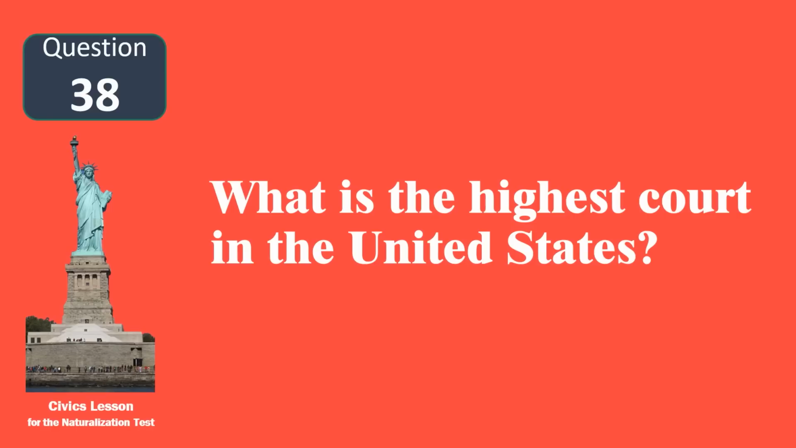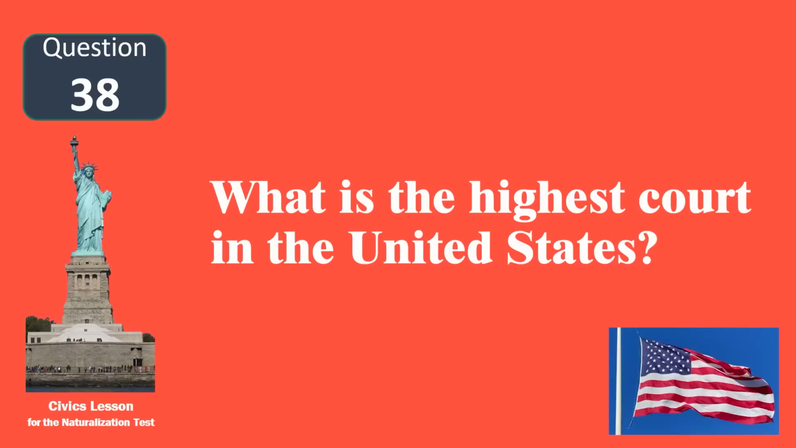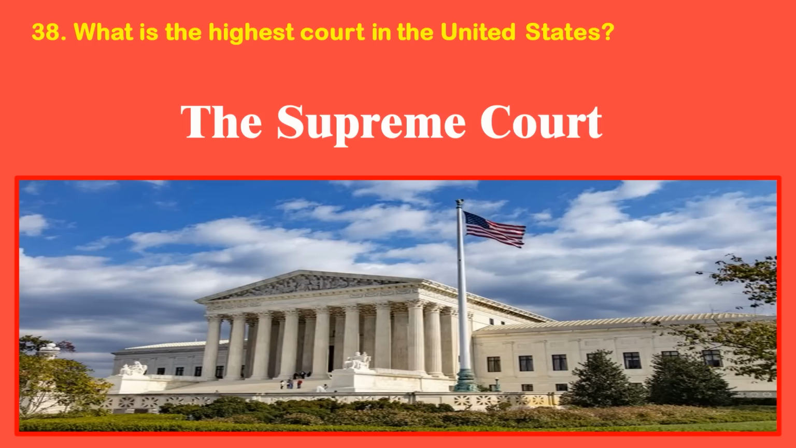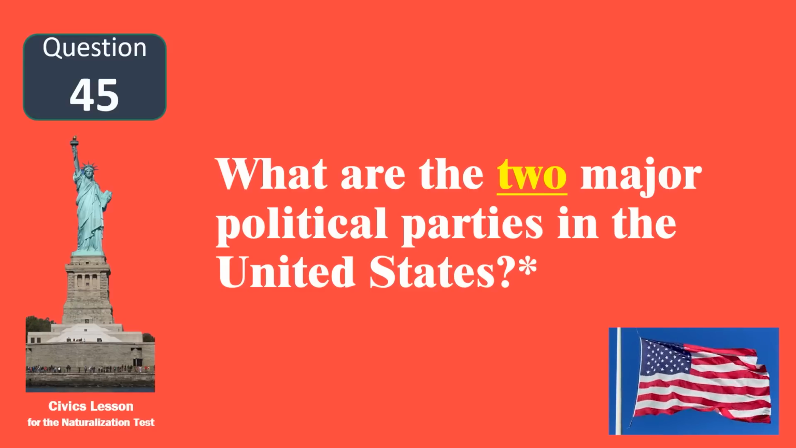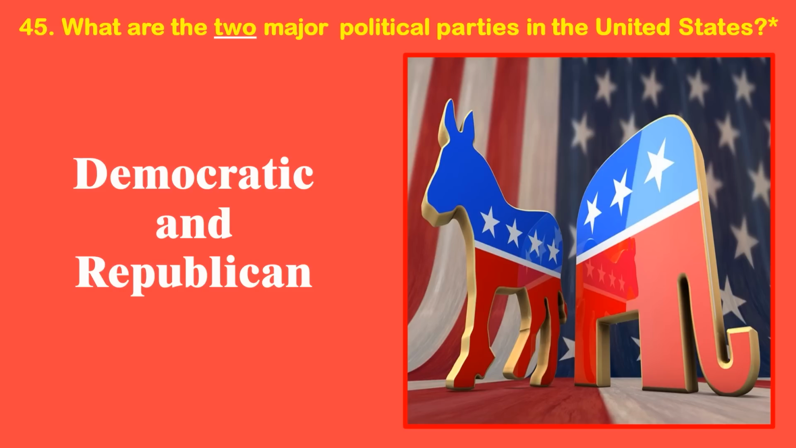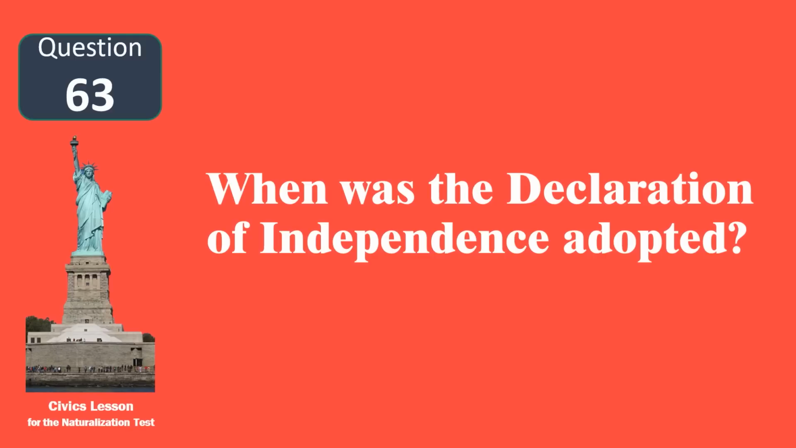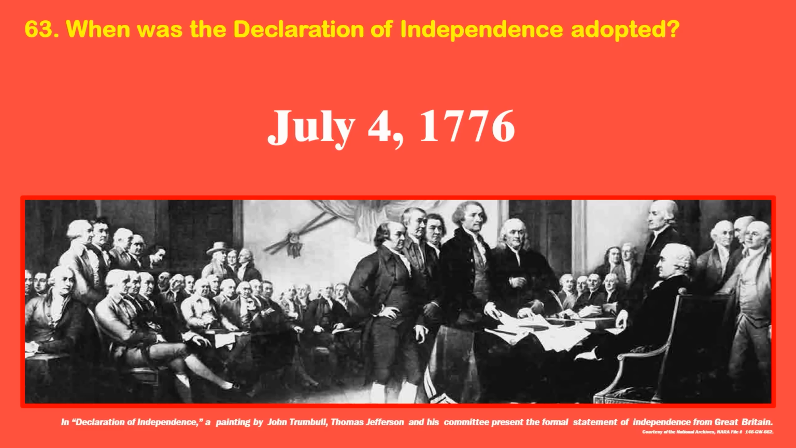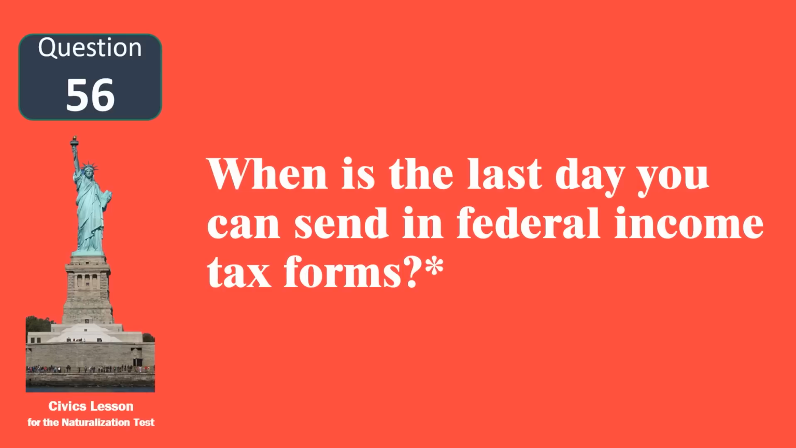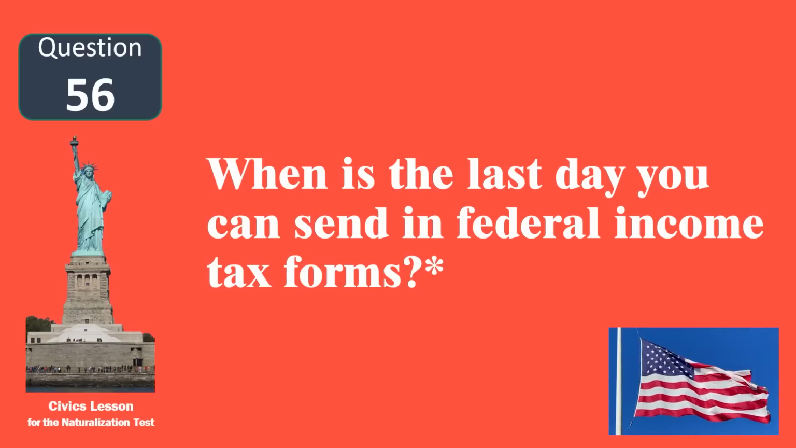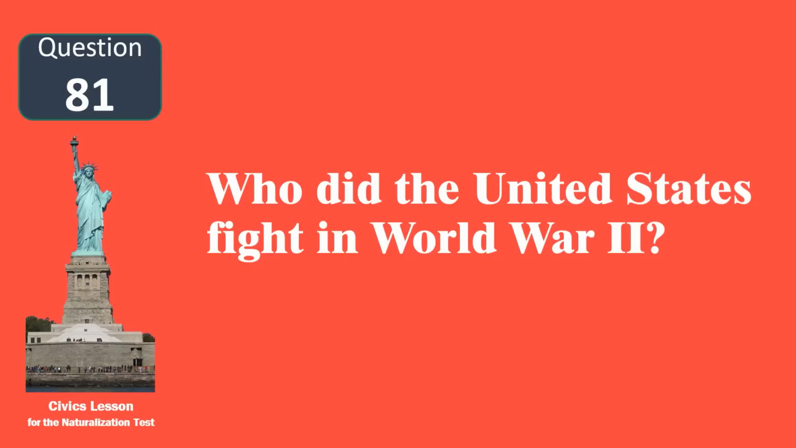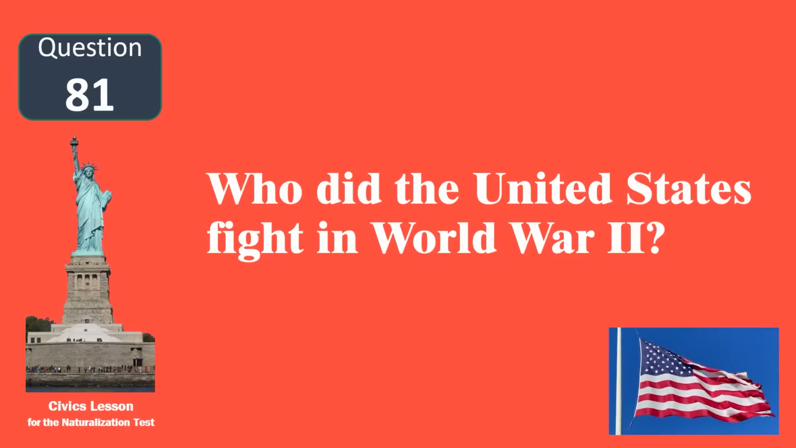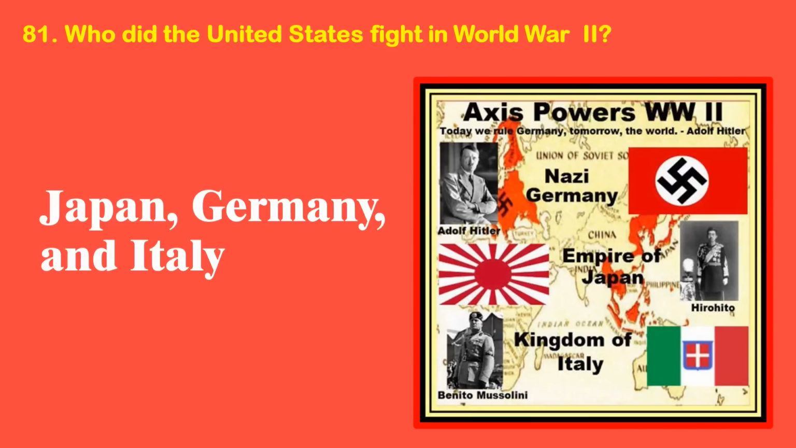What is the highest court in the United States? The Supreme Court. What are the two major political parties in the United States? Democratic and Republican. When was the Declaration of Independence adopted? 4th, 1776. When is the last day you can send in federal income tax forms? April 15th. Who did the United States fight in World War II? Japan, Germany, and Italy.